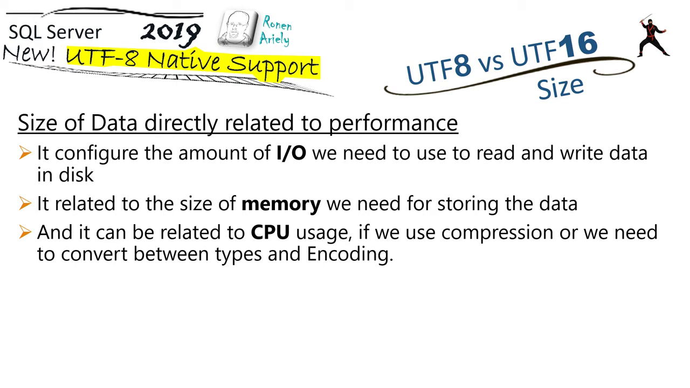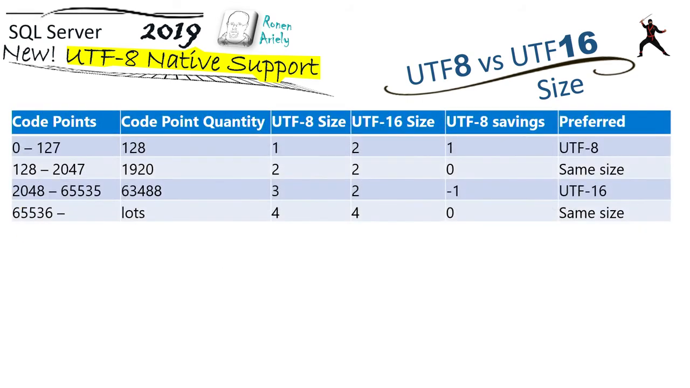You need to remember that the size of the encoded value is directly related to performance, because the size of the data tells us how much I/O we need to read or write on the disk. The size of the data is directly related to the amount of memory that we need, and the size can even be related to the CPU. For example, if you use compression, or if you need to do a lot of conversions between types. So it's very important to understand what impacts the size.